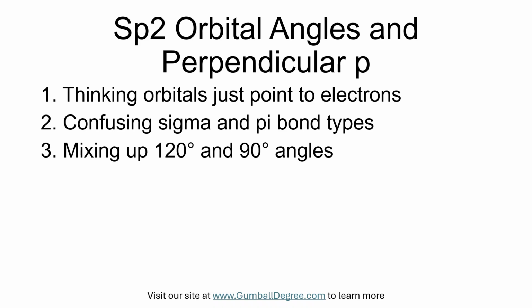Another common mistake is picturing equal bond types when one is sigma and one is pi. Say out loud that the in-plane sp2 bonds are sigma and the perpendicular p gives the pi overlap, so you keep the distinction. A third confusion is mixing up angles. Repeat that. The in-plane angles are 120 degrees and the perpendicular p is at 90 degrees to the plane to lock in the numbers.